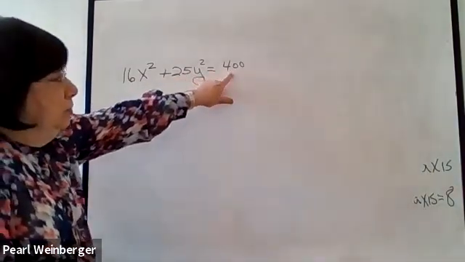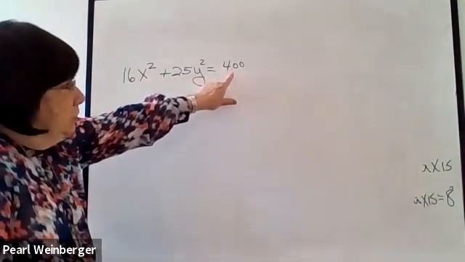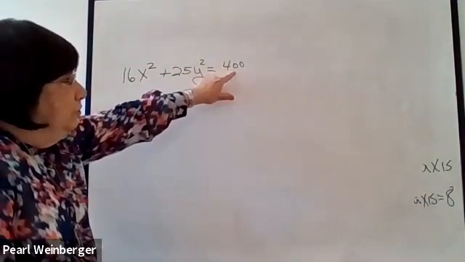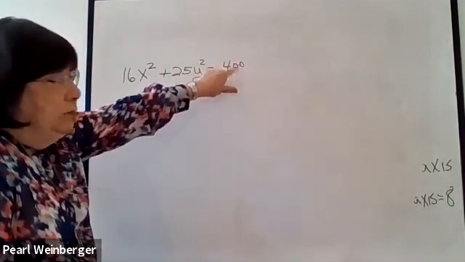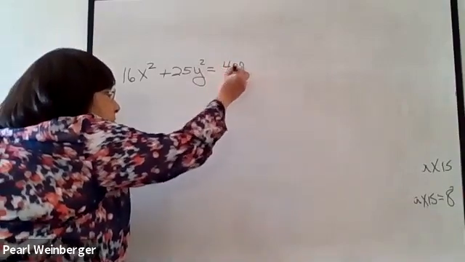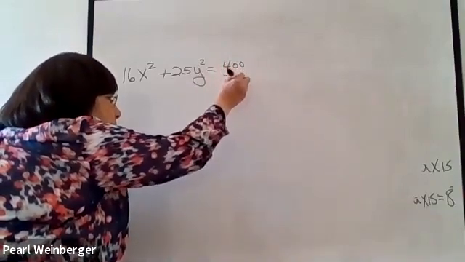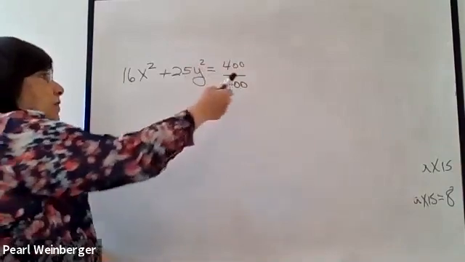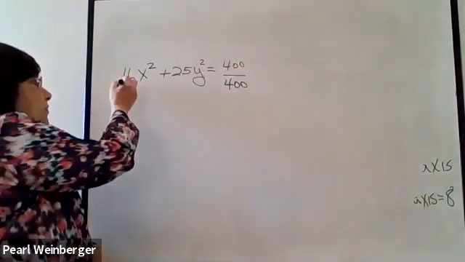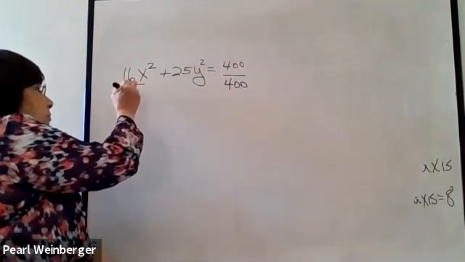I look at the number that's on the other side of the equation, the standalone number. Now in standard format for an ellipse, that has to be equal to 1. So whatever this number is, I have to divide by it. I have to divide by 400. But if I divide the right side by 400, I have to divide the left side by 400 as well.